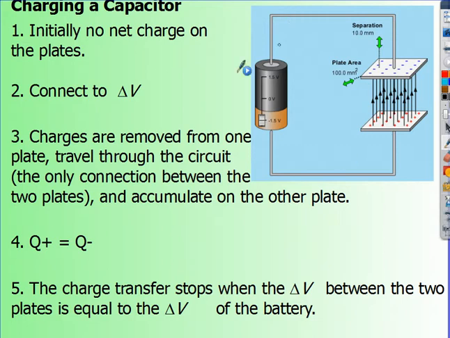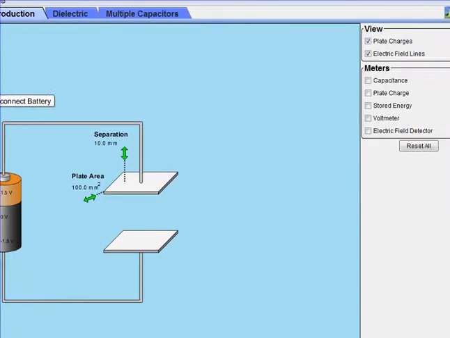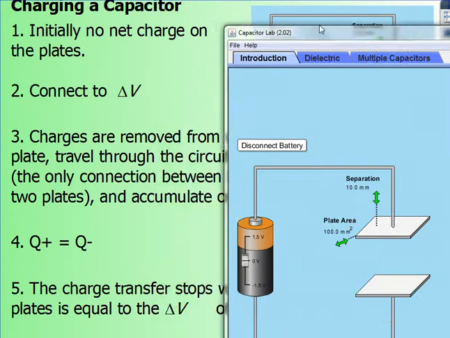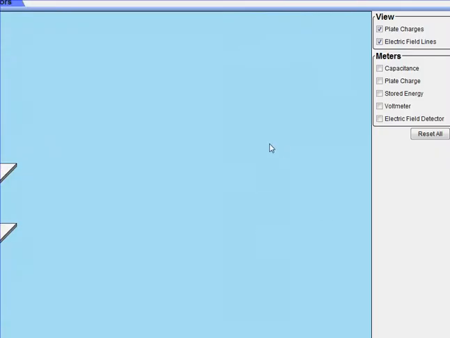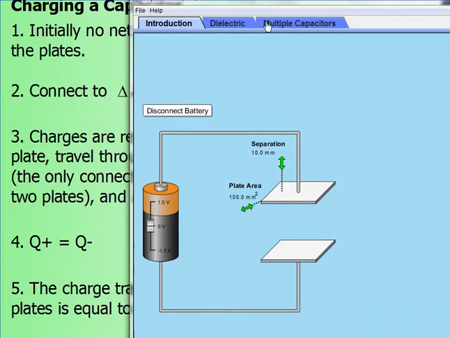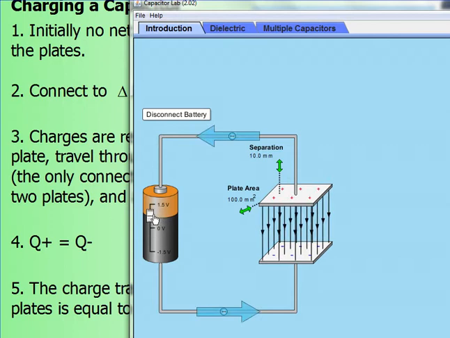Now, how do you charge a capacitor? Suppose I were to turn the battery on. Before we turn the battery on, there is no net charge. Let's look at this diagram right here. We see, before we turn it on, there is no net charge. What I'm using here is a PhET lab. Colorado has some fantastic labs. Now, we're going to connect to the voltage. Now, let's make this a positive voltage.